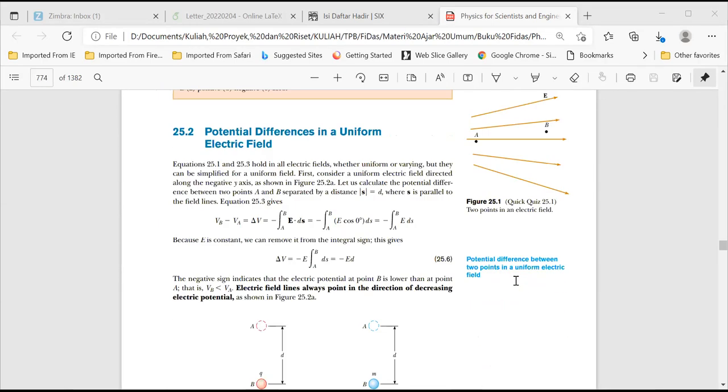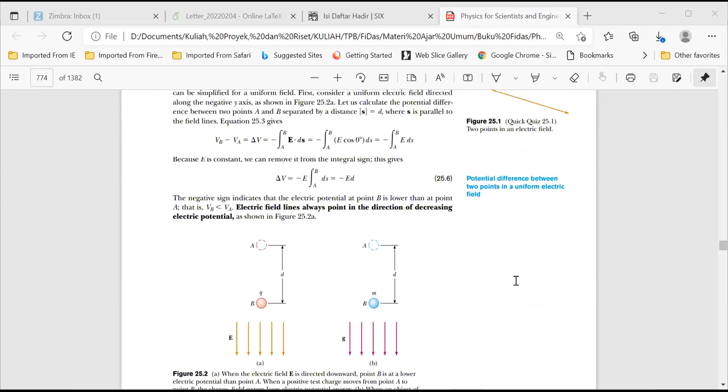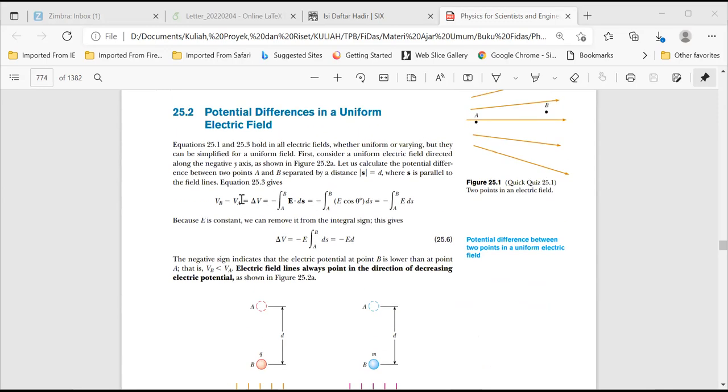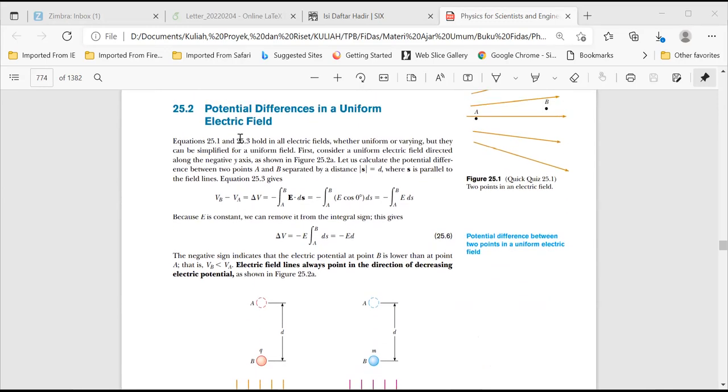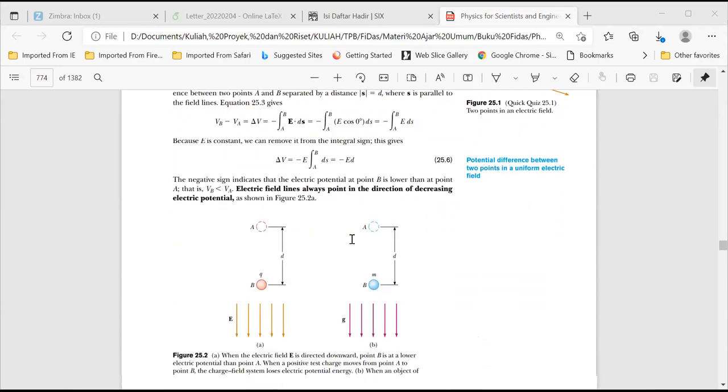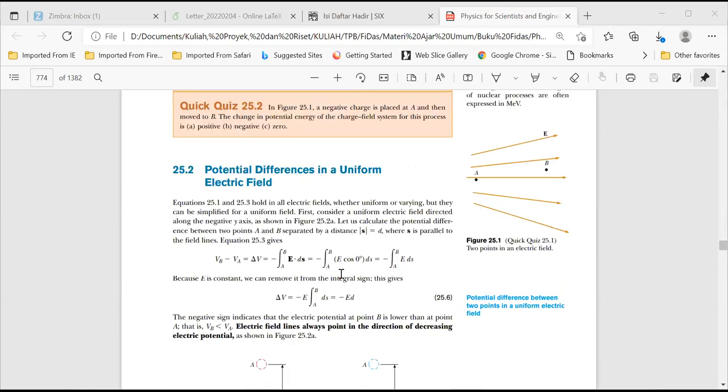So for example, this is an example in the uniform electric field. Uniform means that the electric field is constant. If the electric field is constant and we move from A to B, the potential difference should be minus E times D, where D is the distance.